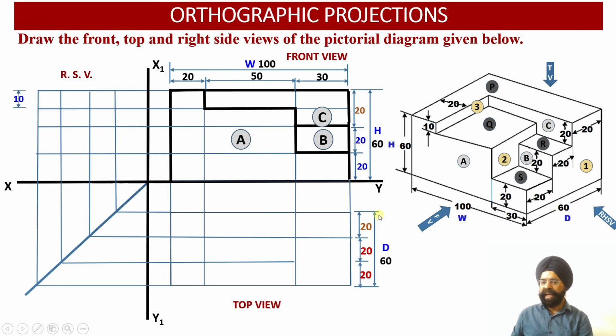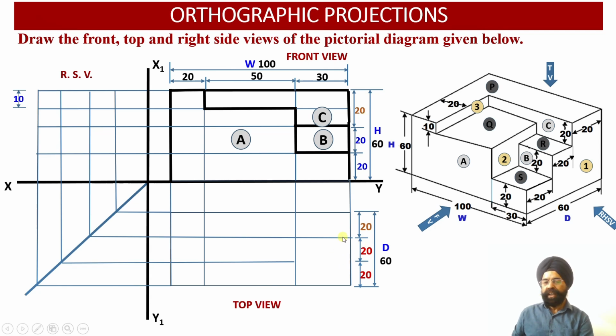So again, I have marked this total as 60 and 20 over here, 20 over here, and this has been marked with a lighter color. So only for the purpose of understanding, I have marked this dimension as 20, but later on this dimension and this dimension I am going to remove, right? So that no redundancy should be there regarding dimensioning in the engineering drawing.